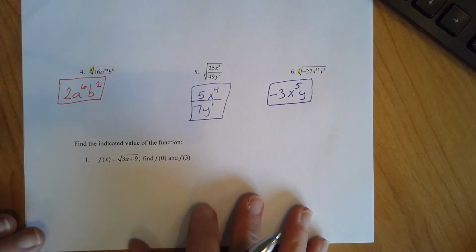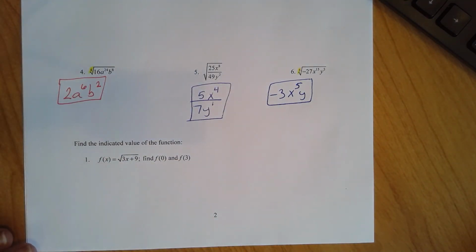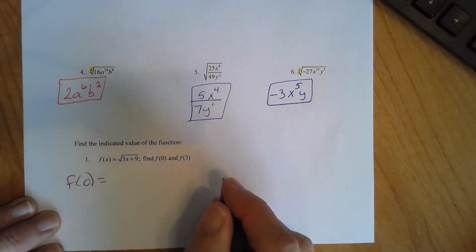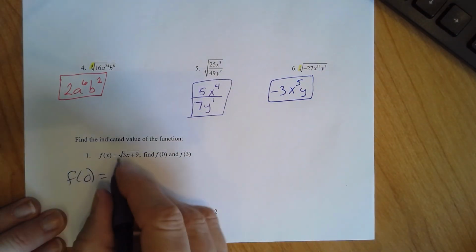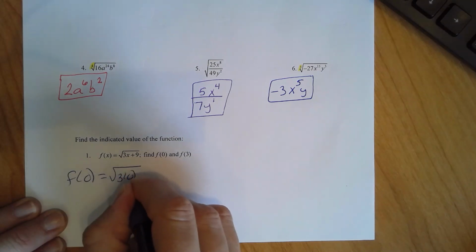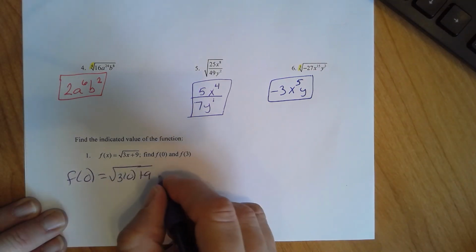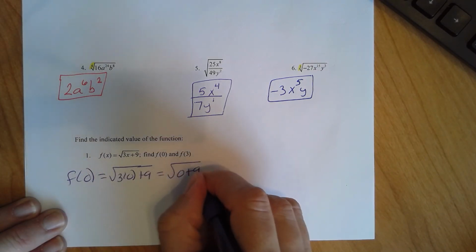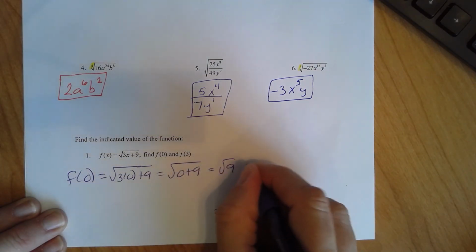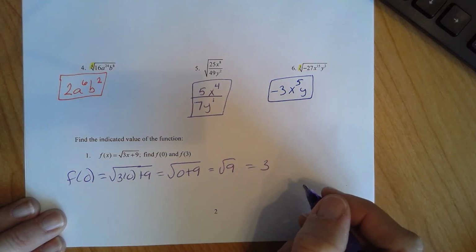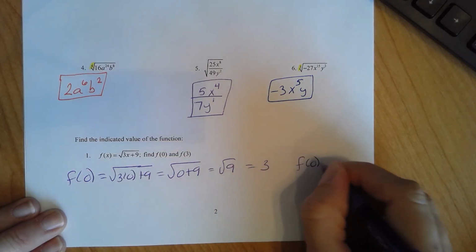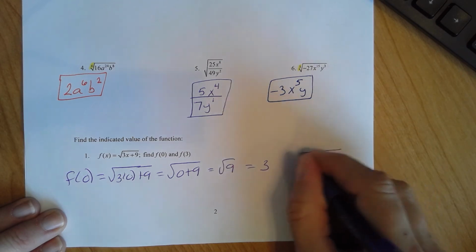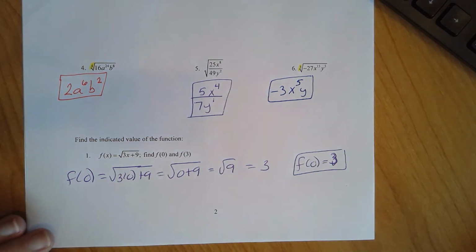So the last part of this is find the indicated function value. So we're going to want to be able to find f of 0. And we've done function notation before. That just means x is going to be 0. So 3 times 0 plus 9, which is going to be the square root of, well, 3 times 0 is 0, plus 9. So we get the square root of 9, and the square root of 9 is 3. Again, we do not put plus or minus because the square root was already there, so we know that our answer is just going to be f of 0 equaling 3.